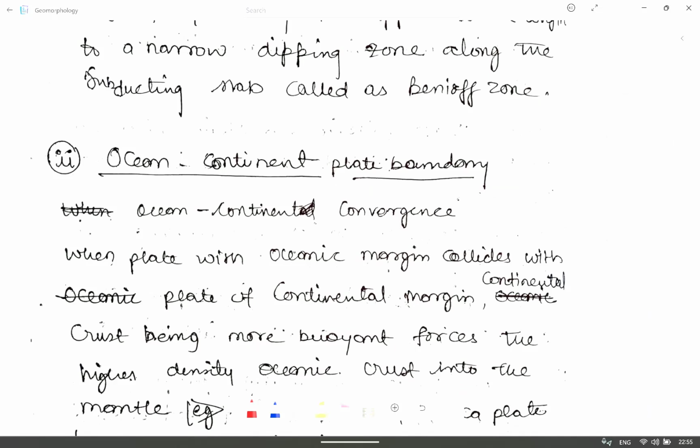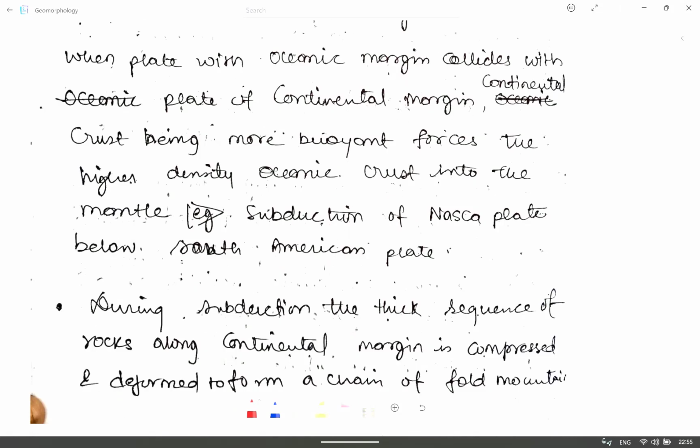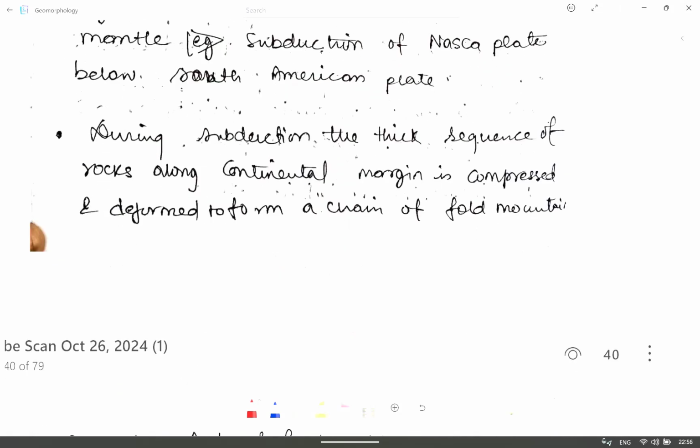Second is the ocean-continent plate boundary, or ocean-continent convergence. When an oceanic plate collides with the plate of a continental margin, the continental crust, being more buoyant, forces the oceanic crust to subduct. Because continental crust has higher density, the oceanic crust subducts into the mantle. For example, the subduction of the Nazca plate below the South America plate.